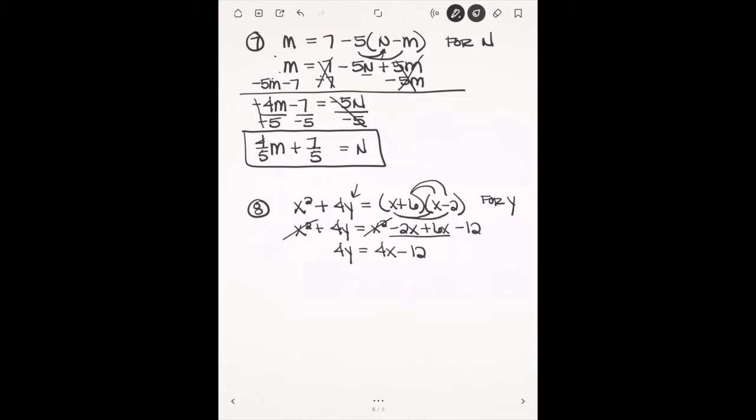Well, my y is over here, and I'm almost done. I just need to get rid of that 4. So the opposite of multiplying by 4 is dividing, and I'm going to divide everything by 4. I get y equals, my 4's cancel, and I get x minus 12 divided by 4 is 3, and there was a negative sign there. So I just solved for y.